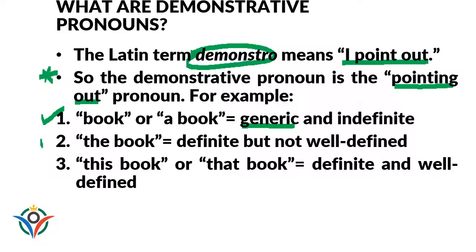Or we could say the book. By putting the definite article in the front, we are making the book more definite, but it's still not very well defined. To make it well defined and to point out a specific book, we would use a demonstrative pronoun. As you can see here with the third example, we could say this book or that book, and by doing that, we make it definite and well defined. In other words, we are pointing out a specific book that is unique or different from any other book that we are speaking about.